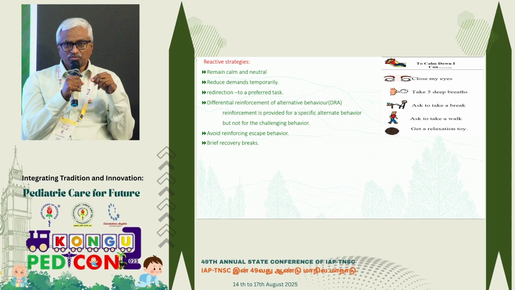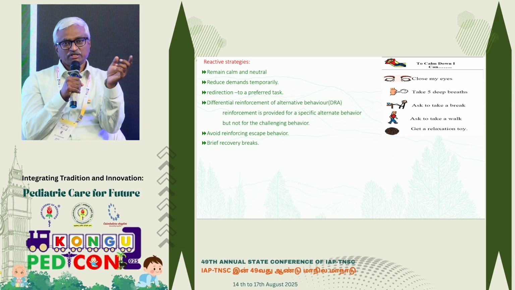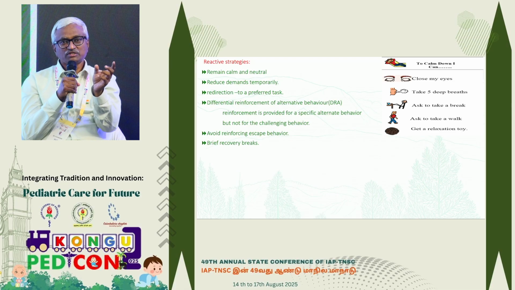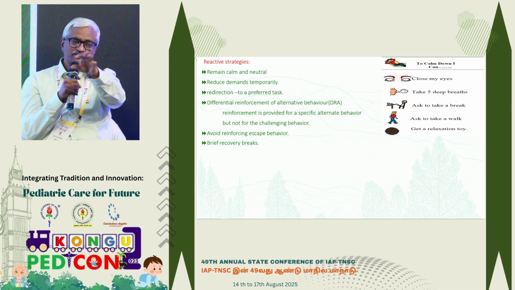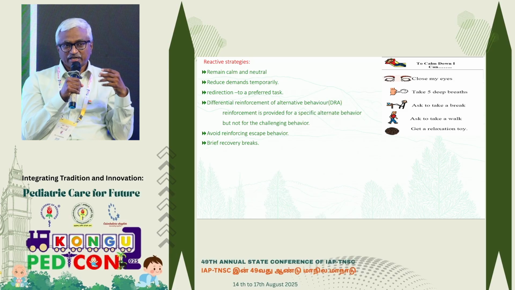You can ask him to do a preferred task, what he prefers. And this is the DRA in the management of this behavior, where we try to take an alternative behavior. We use the alternative, or you can use the DRI, that is an incompatible behavior. You search some other way of doing it, and avoid reinforcing escape behaviors.